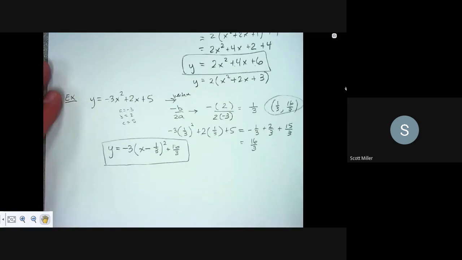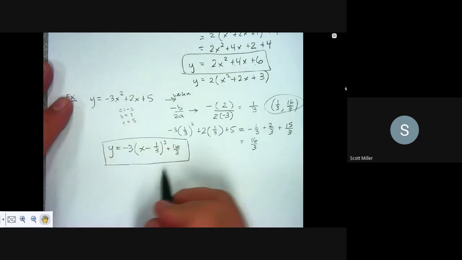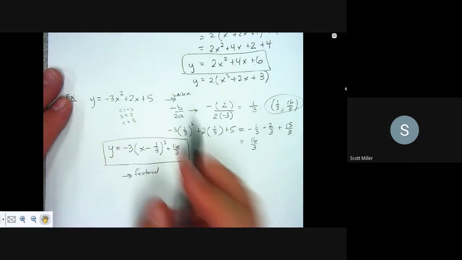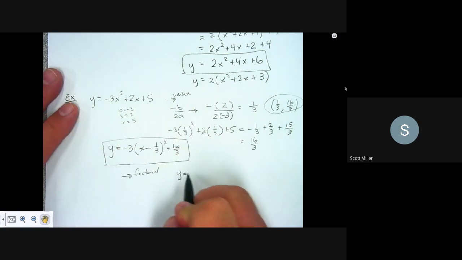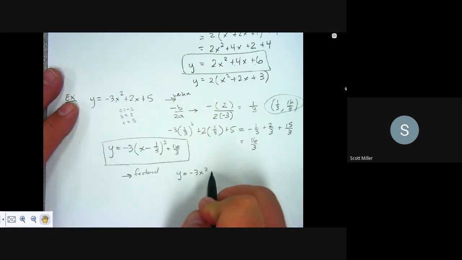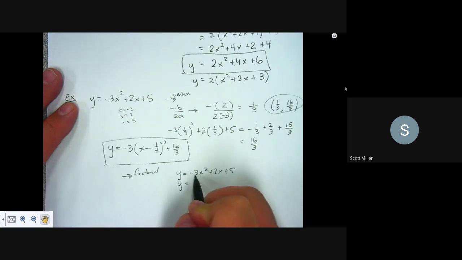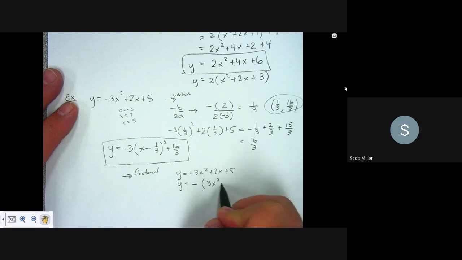Can we do factored form on this one? Well, to do factored form, we need to factor that. Can I take y equals negative 3x squared plus 2x plus 5 and factor it? GCF: if the leading term is negative, we bring out a negative sign. 3x squared minus 2x minus 5.